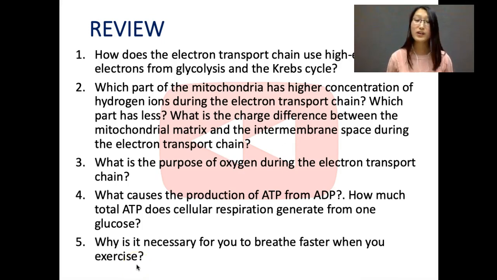Why is it necessary for you to breathe faster when you exercise? Because cell respiration requires oxygen. So if you're exercising and producing a lot of ATP, right, you're doing a lot more cell respiration compared to when you're sitting here like I am. Then you have to keep up with the oxygen supply in order to continue on with the electron transport chain. So that's why you need to breathe faster, to do more cell respiration to produce more ATP. That's the end of the video.